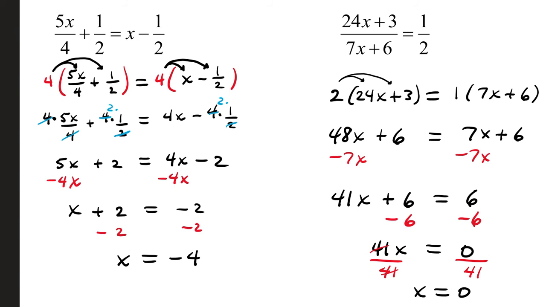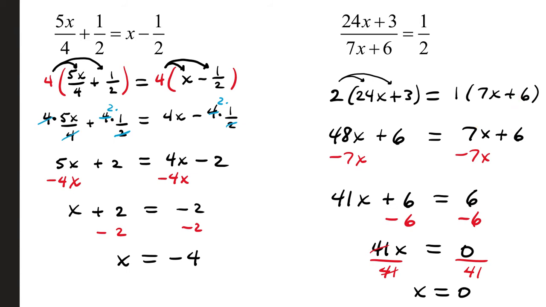When you run into an equation that consists of fraction equals fraction, you can use a technique called cross multiplication. Crisscross pattern and set them equal. 2 times 24x plus 3 equals 1 times 7x plus 6. Distributing 2, we get 48x plus 6. On the right, distributing 1, 7x plus 6.